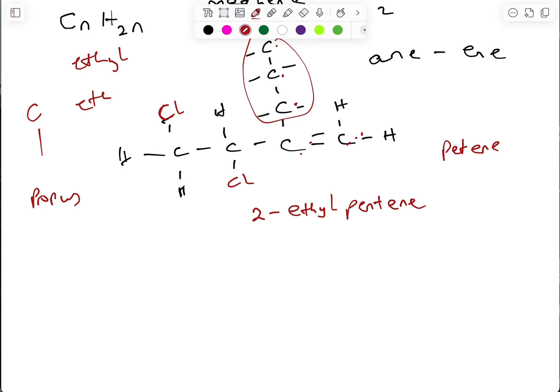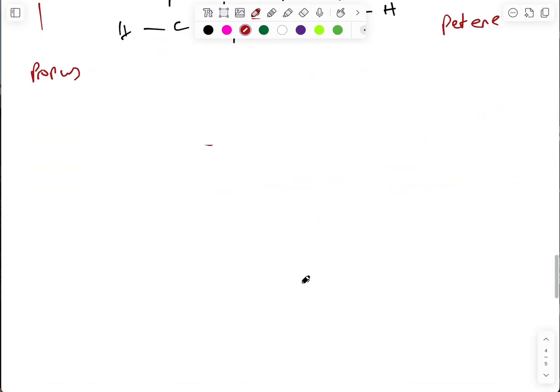So for alkenes, they are very, very reactive. They undergo combustion reaction as well. So when they undergo combustion reaction, they also give CO2 and H2O. And then they also undergo what we call addition reaction. So what do you mean by addition reaction in this case?